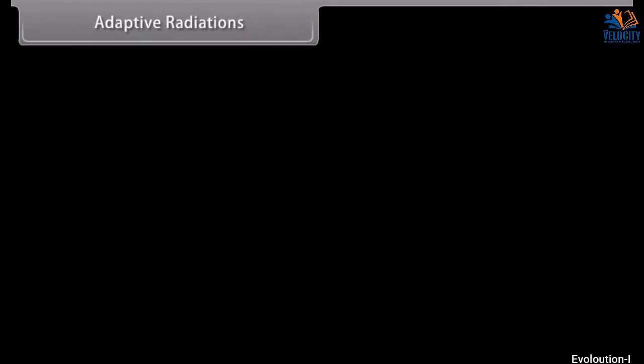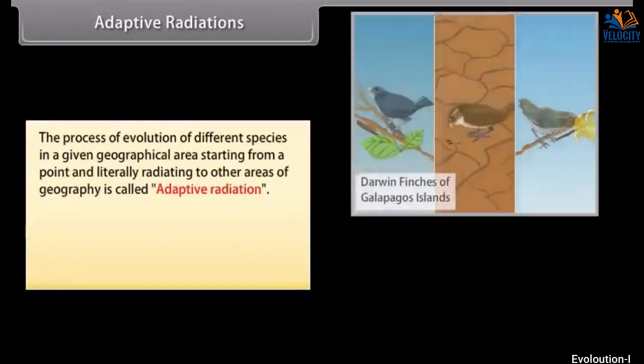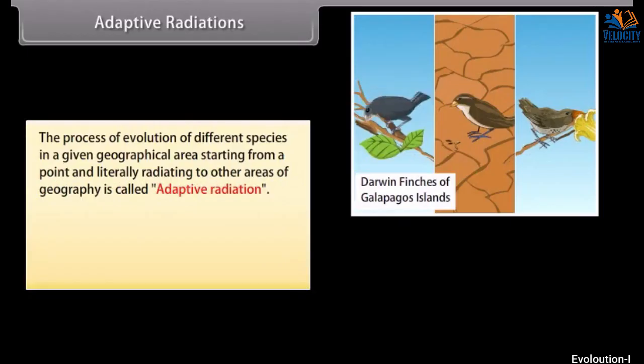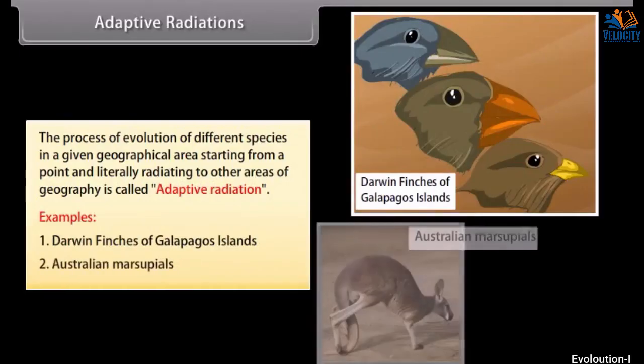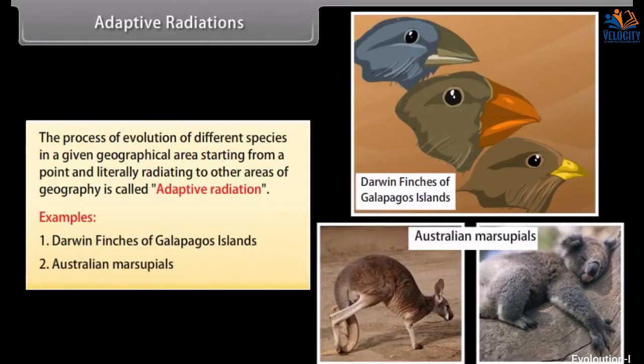Adaptive radiations. The process of evolution of different species in a given geographical area, starting from a point and literally radiating to other areas of geography, is called adaptive radiation. Examples: Darwin finches of Galapagos Islands, Australian marsupials.